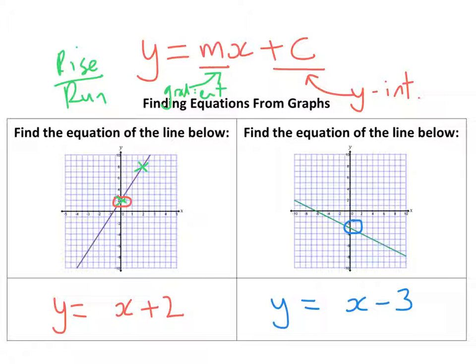And you literally count how many squares. Now look at the scale carefully. I've gone up from 2 up to 8, so that's up 6, and I've gone along 2. Check the scale out. So rise over the run, 6 divided by 2, 3. There you go, y equals 3x plus 2.